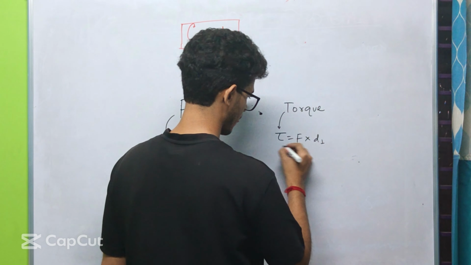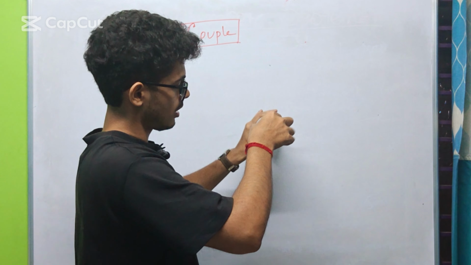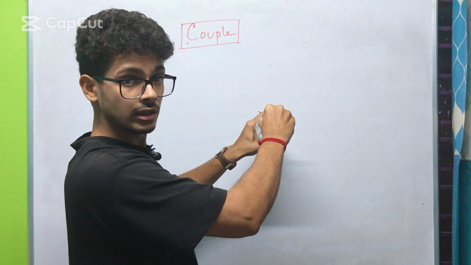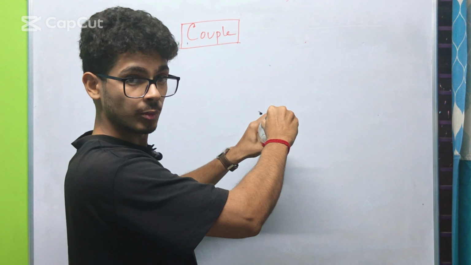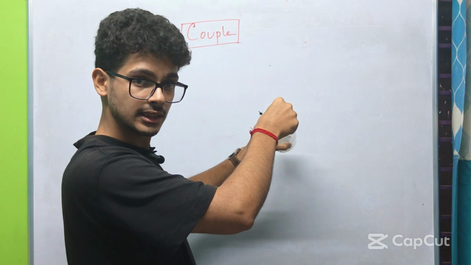Now, moving on to the next topic, today's topic of discussion is couple and moment of couple. If we want to visualize a couple, let's take the example of a bottle. Suppose I am trying to open the cap of the bottle, in this way. What is the direction of rotation of the cap? This is anti-clockwise. That means I am putting a force on the cap in the anti-clockwise direction.